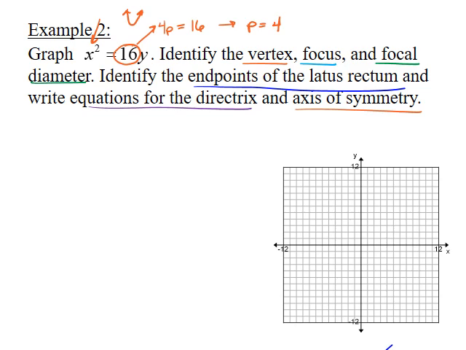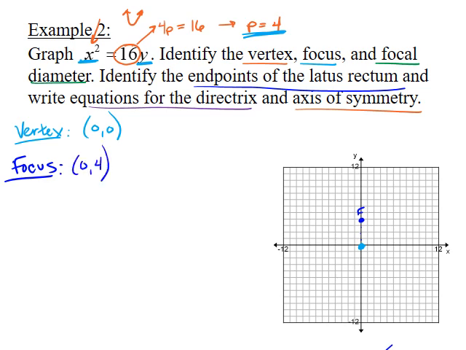From here, I have nothing attached to the x or the y, which means my vertex is (0, 0). So that is right here. We know that p is 4, so I'm going to go up 4 units, and this is my focus. So my focus has the ordered pair (0, 4). From my vertex, I'm going to go down 4 units to get my directrix. My directrix has an equation of y = -4. It goes through the y-axis, so it's an equation of y equals.